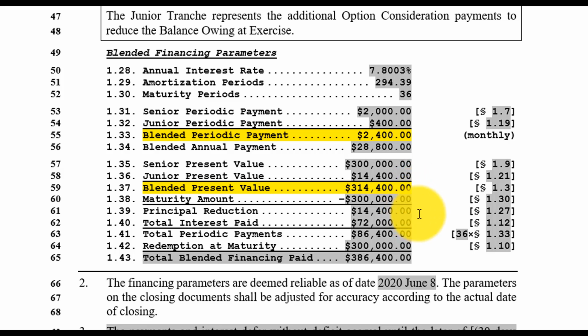So we've paid off $14,400 of principal, plus the interest in the transaction means that the total periodic payments are $86,400, which is 36 times the blended periodic payment. Adding to it the redemption value means that this transaction has generated $386,400 for the seller.